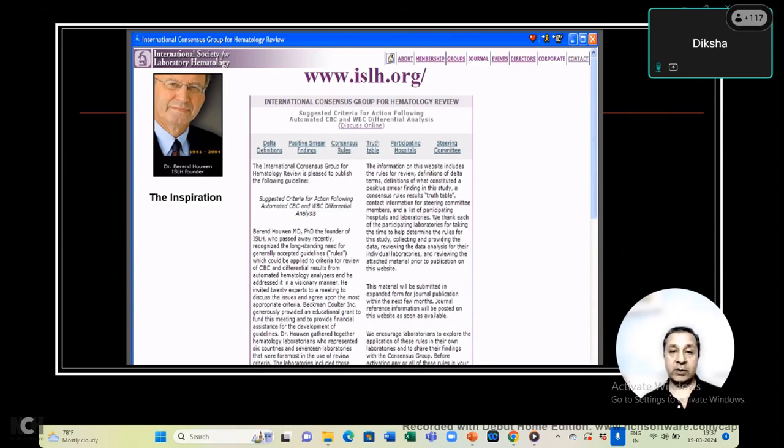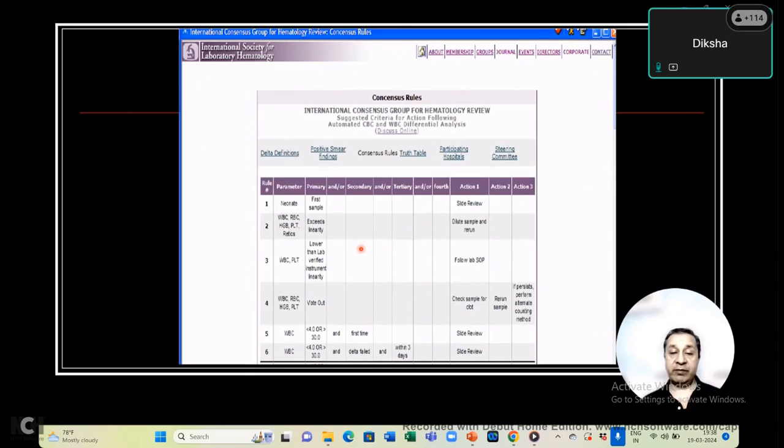So the first practical discourse regarding the slide review criteria was initiated by the International Society of Laboratory Hematology nearly 2 decades ago. And the inspiration for this was Sir Bernard Human, who actually ensured that this part of it is taken care of by going ahead and doing activity which will give us information to practice the slide reviews. So these were the various rules which were defined by a set of hematopathologists for ISLH and eventually even published.